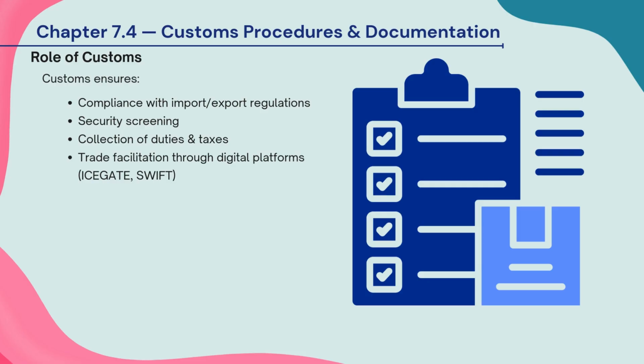This slide explains the key roles of customs in international trade. Customs makes sure all imports and exports follow legal regulations, performs security checks, and collects duties and taxes. They also support faster trade movement through digital systems like IceGate and SWIFT, making documentation and approvals more efficient.